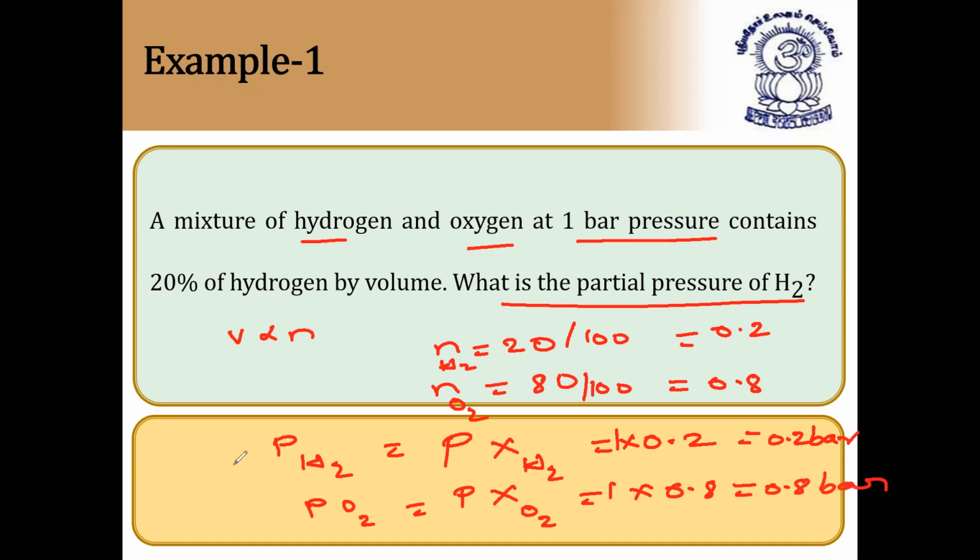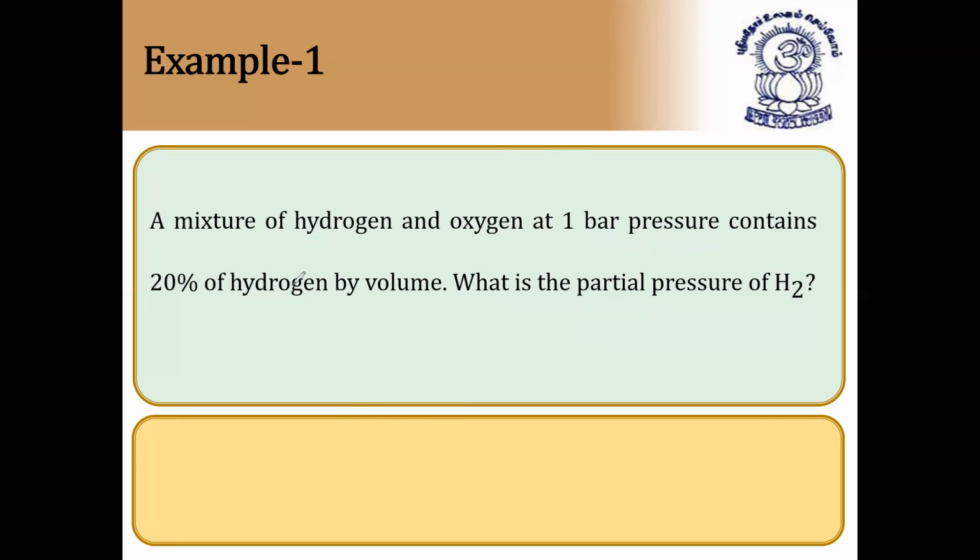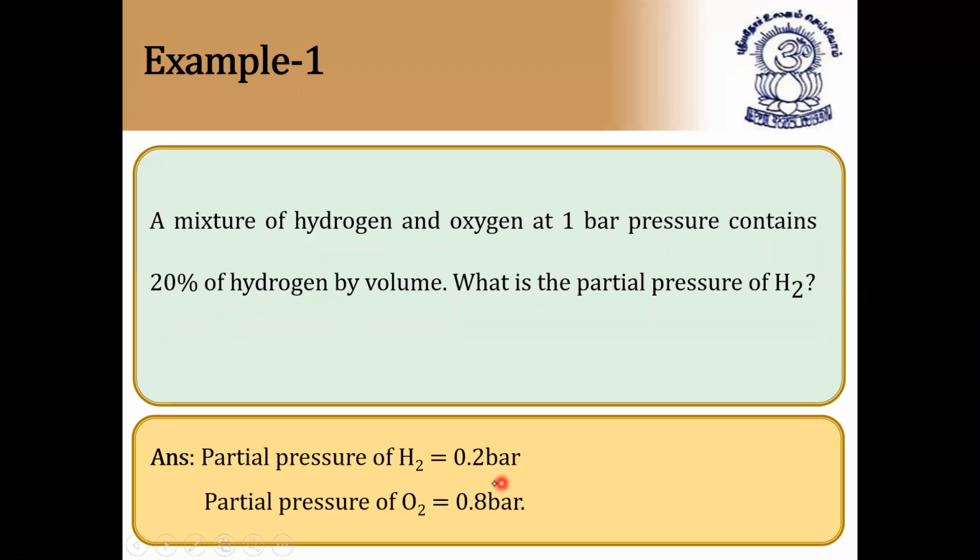So by this you can verify also, P is equal to 0.2 plus 0.8, which is equal to 1 bar. So this is called verification. I hope it is clear now. Next question. Since volume is proportional to the number of moles by Avogadro's law, by applying Avogadro's law directly we can take the number of moles. So the answer is partial pressure of hydrogen is equal to 0.2 bars, and partial pressure of oxygen is equal to 0.8 bars.